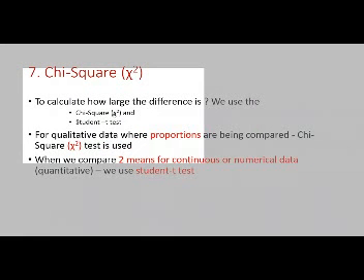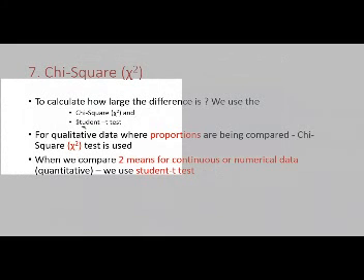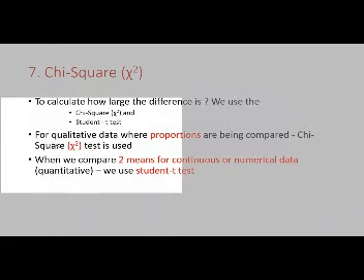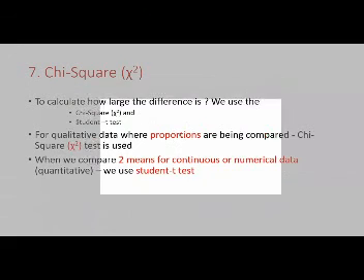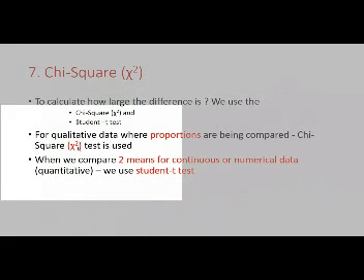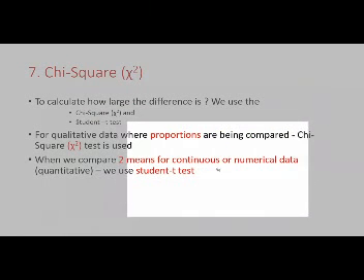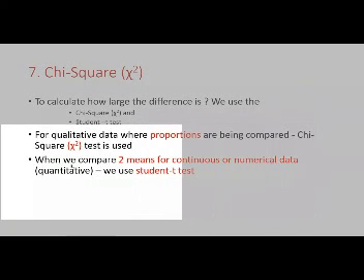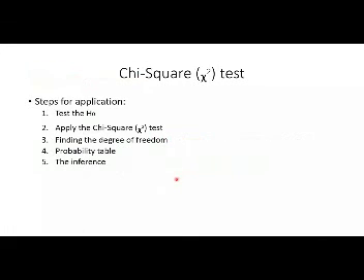Chi-square calculates how large the difference is in qualitative research, and the t-test calculates this in quantitative research. For qualitative data, we calculate proportions and then compare them with the help of chi-square. While when we compare means, this means that we are dealing with quantitative data, then we use the student t-test.